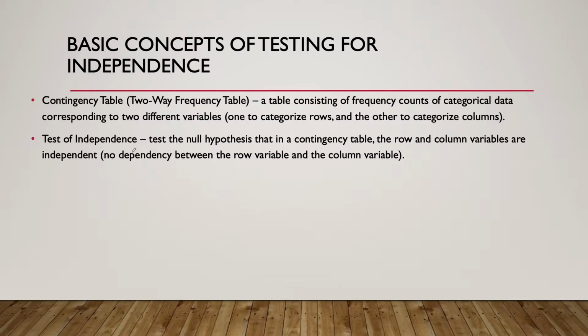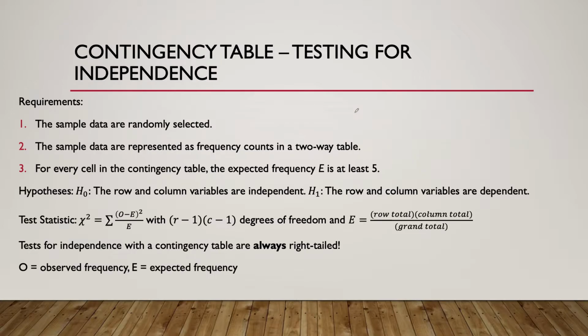And we can run a test of independence. It tests the null hypothesis that in a contingency table the row and column variables are independent, no dependency between the row variable and the column variable. The requirements are that the sample data are randomly selected, sample data are represented as frequency counts in a two-way table, and for every cell in the contingency table, the expected frequency E is at least 5.